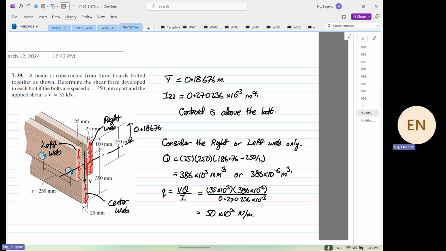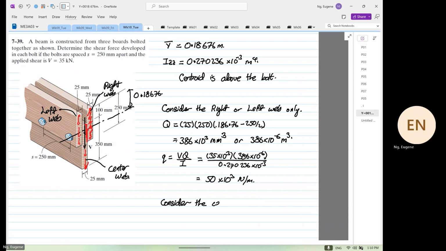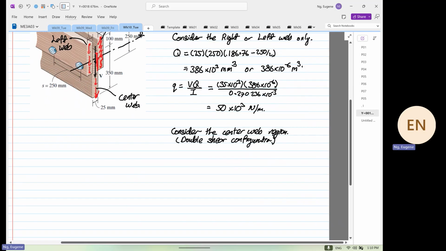0.270. Yes. Okay. Now, let's now consider the center web region. Now, for the center web region, you know that is what? Under double shear configuration. Why double shear configuration?